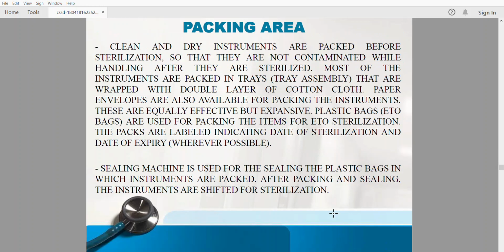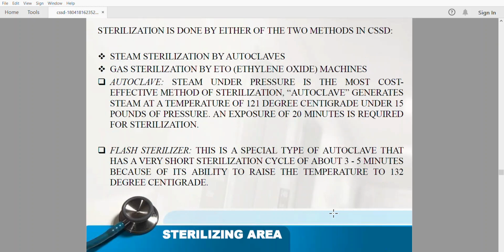So what is the packing area? Clean and dry instruments are packed before sterilization so that they are not contaminated while handling. Most of the instruments are packed in trays and wrapped with a double layer of cotton cloth. Paper envelopes are also available for packing instruments and are equally effective. Plastic bags are used for packing items for ethylene oxide sterilization. A sealing machine is used for sealing the plastic bags in which the instruments are packed. After packing and sealing, the instruments are shifted for sterilization.